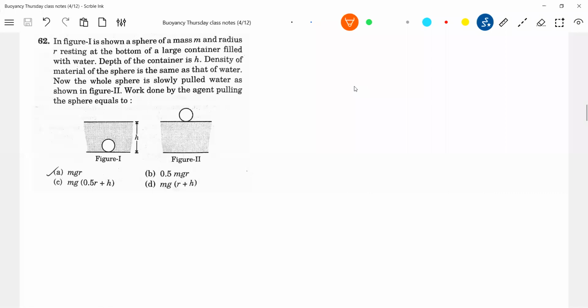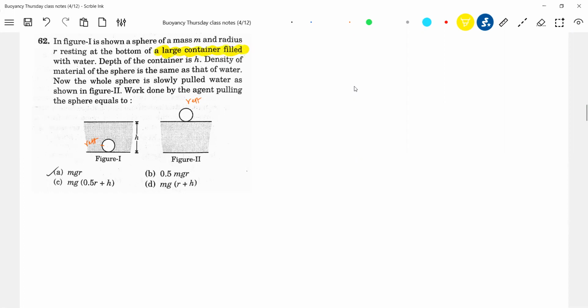You can do it by many methods. I feel like going back to the work done. So what is the state of this? Is that rest? No. Now also it is at rest. Large container, large container. So this is also very important. Please do make a note of this, it is going to help us a lot.